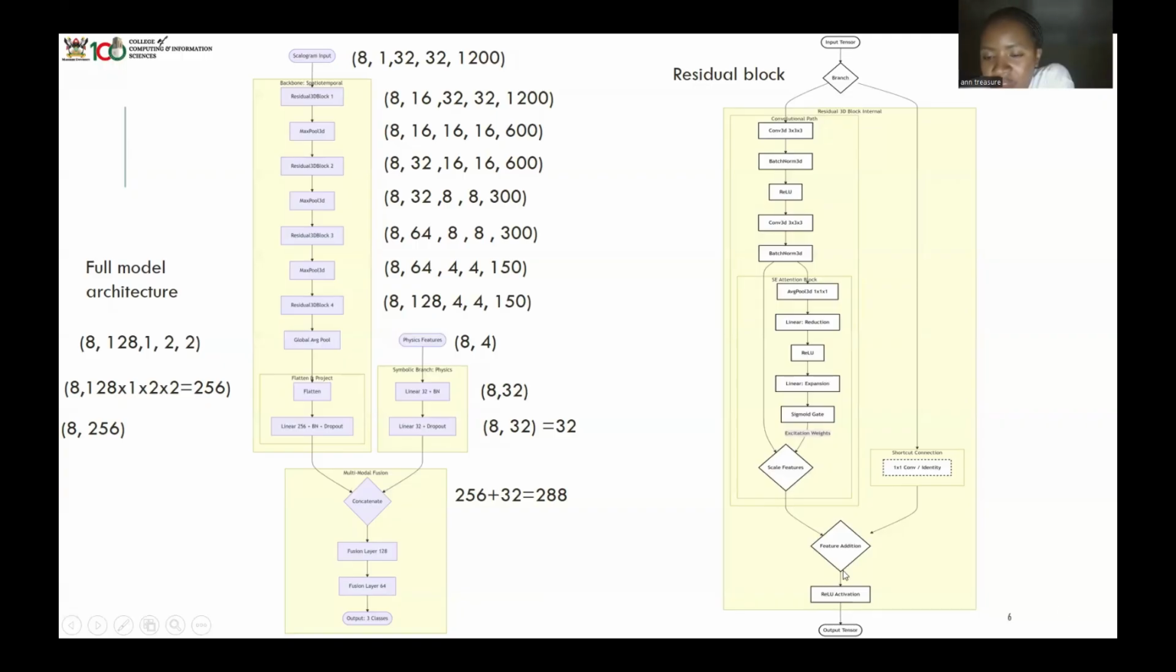From then you take it through the linear rectifier activation, and then you output a tensor. So that's what happens in a residual block. After each residual block, you go to the maximum pooling.